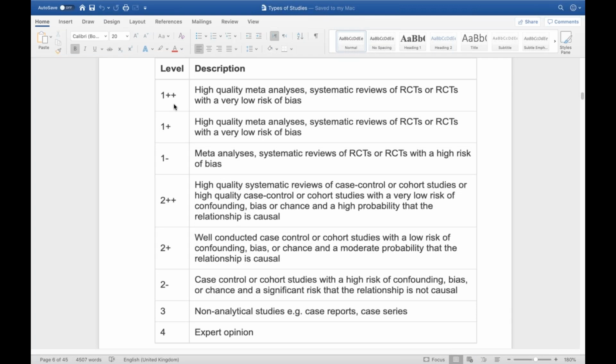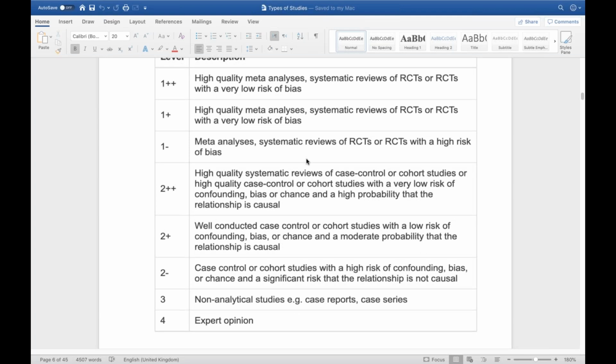So 1++ looks like the strongest, doesn't it? This should be the high quality meta-analysis or systematic review of randomized control trials, or randomized control trials. A randomized control trial by itself, if it is low risk of bias, can be rated 1++. And just 1+, high quality meta-analysis or systematic review of randomized control trials, or randomized control trial with a very low risk of bias. It's just the same, isn't it? It's just confusing us basically.